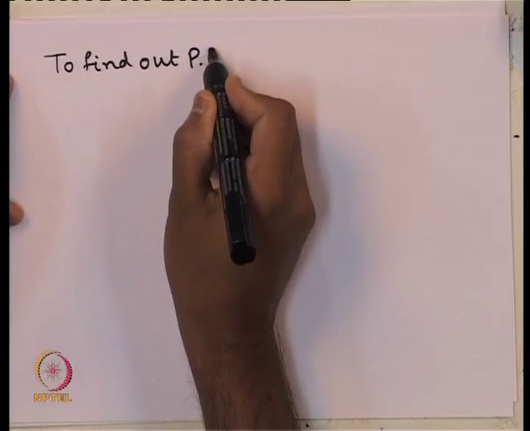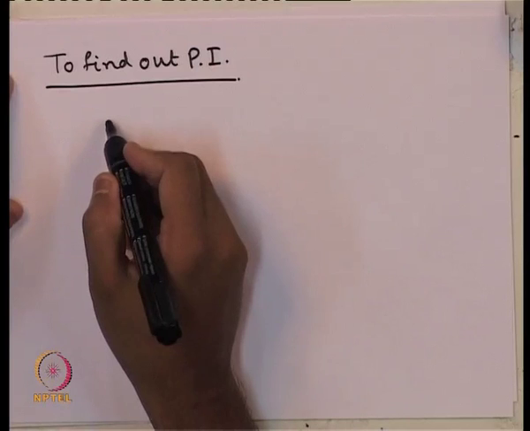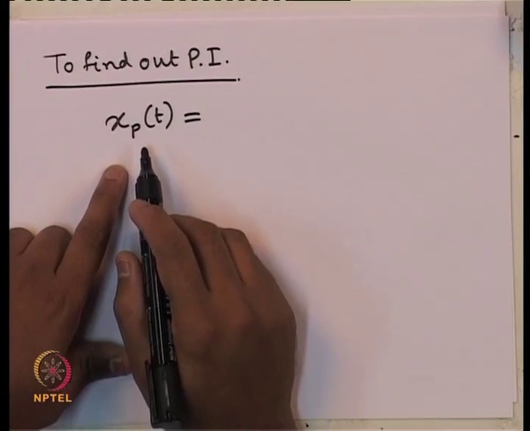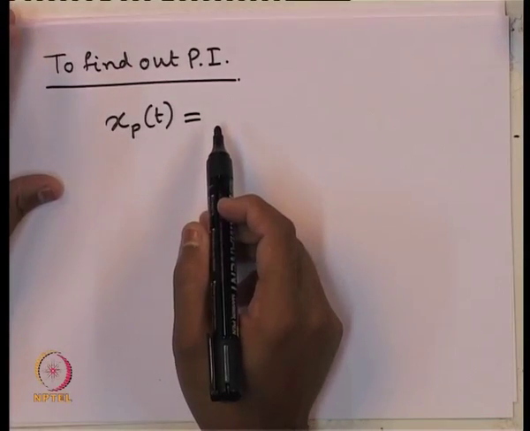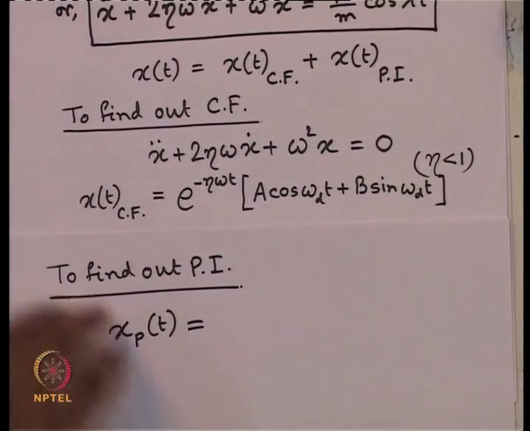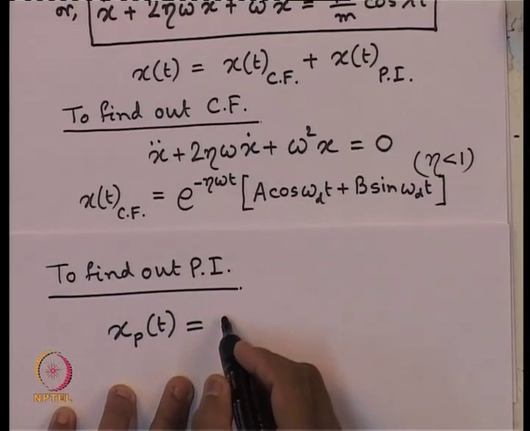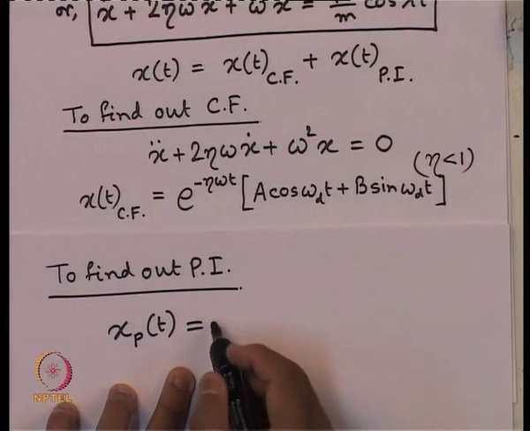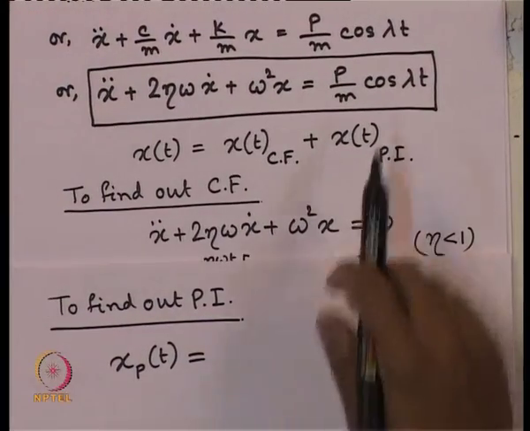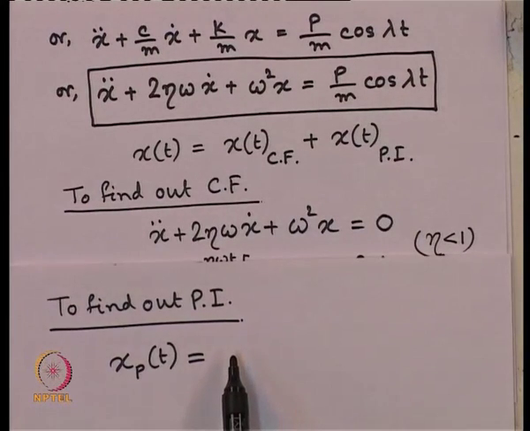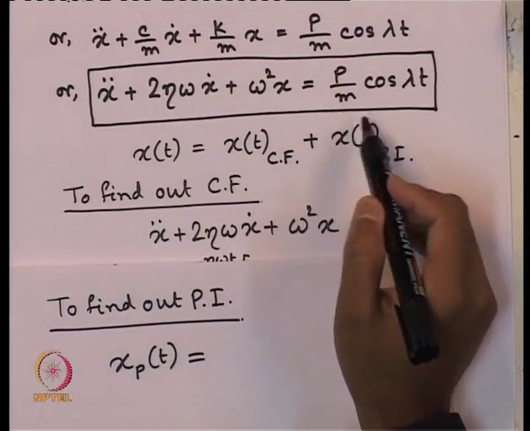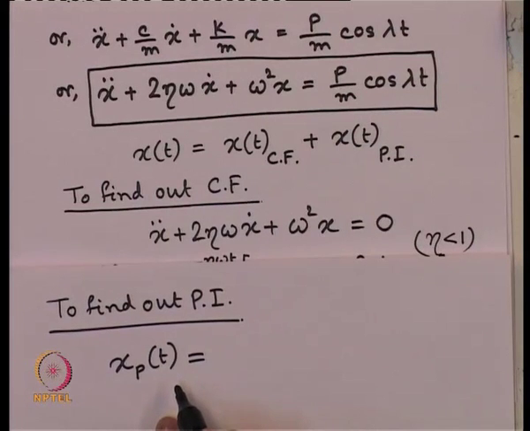So, to obtain the second part, that is to find out the particular integral, what we can do? Let me write the particular integral as x p of t. Let us assume the particular integral as a solution which will fit the response. So, we can assume the particular integral in the form of some harmonic function like this, because our applied external load is also harmonic in nature. So, the solution of the particular integral depends on the right hand side of the second order differential equation, and based on that we make a suitable selection of the particular integral.